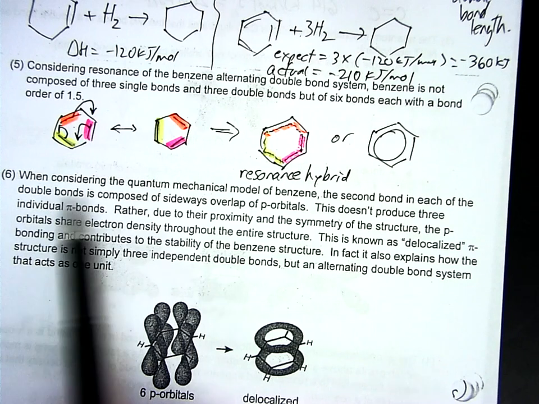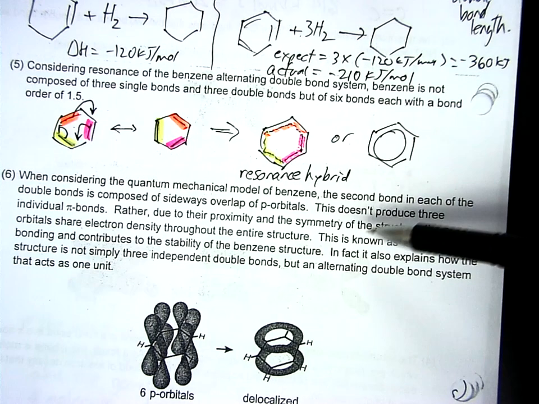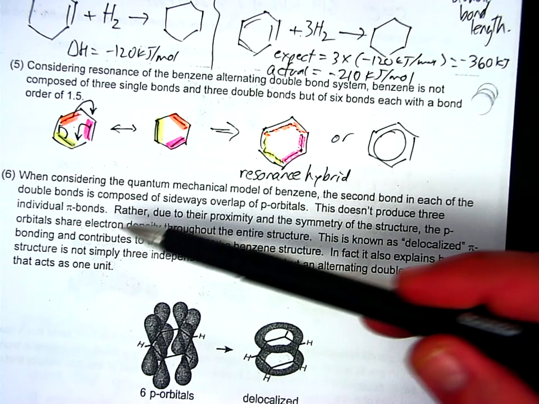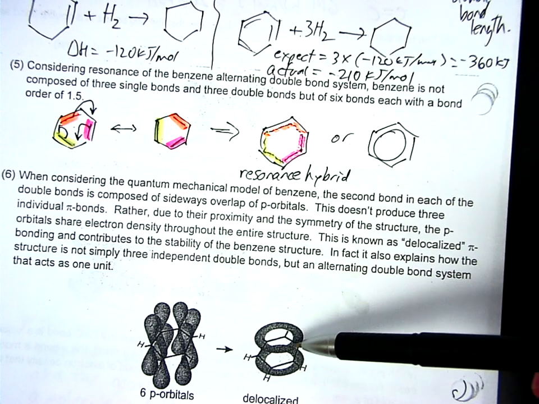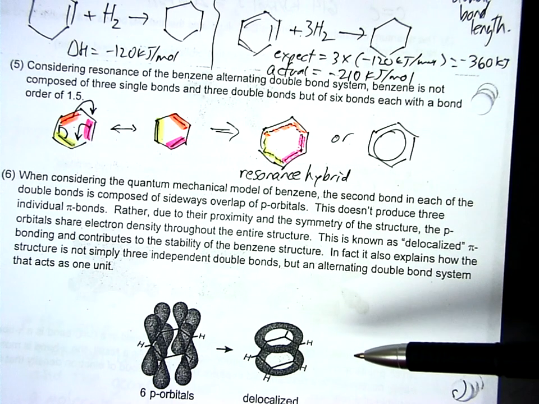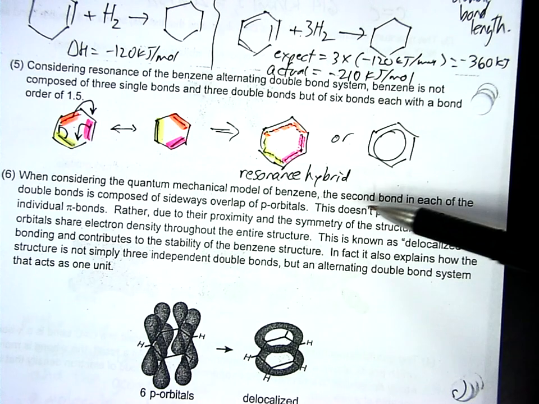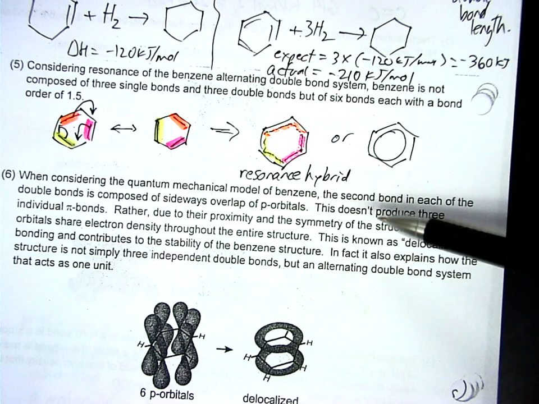So when we consider the quantum mechanical model of benzene, the second bond in each of the double bonds is composed of sideways overlap of the p orbitals. This doesn't produce 3 individual pi bonds, rather due to the proximity and the symmetry of the structure, the p orbitals share electron density throughout the entire structure. So this makes it very stable, and why we don't need as much energy to convert it into cyclohexane. Or not as much energy is released when we convert it into cyclohexane.